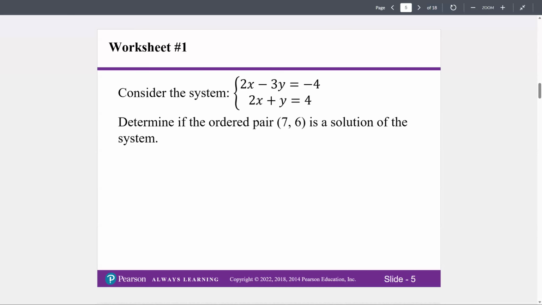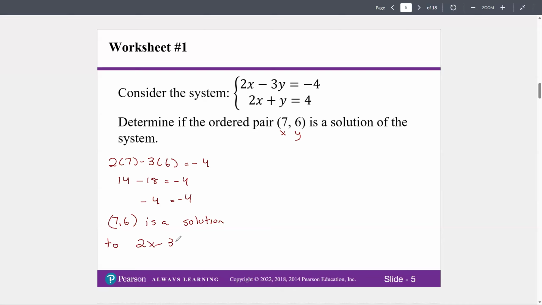So once again, this is my x, this is my y, so I have 2 times 7 minus 3 times 6. Does that equal negative 4? Well, we get 14 minus 18, so we get -4 equals -4. So (7, 6) is a solution to 2x minus 3y equals -4.